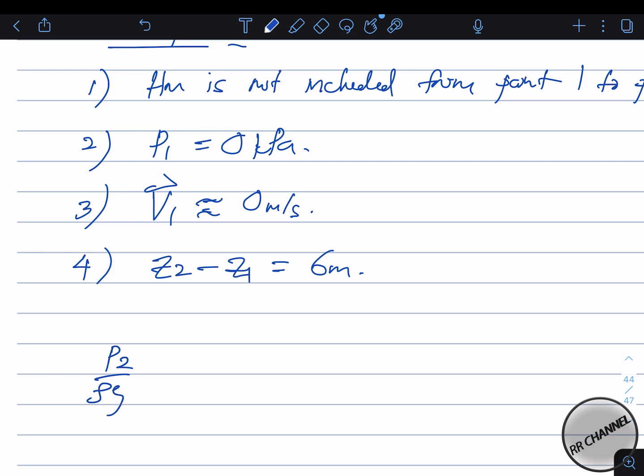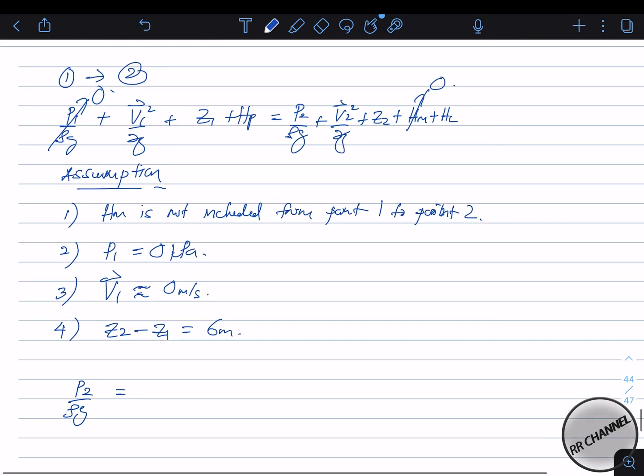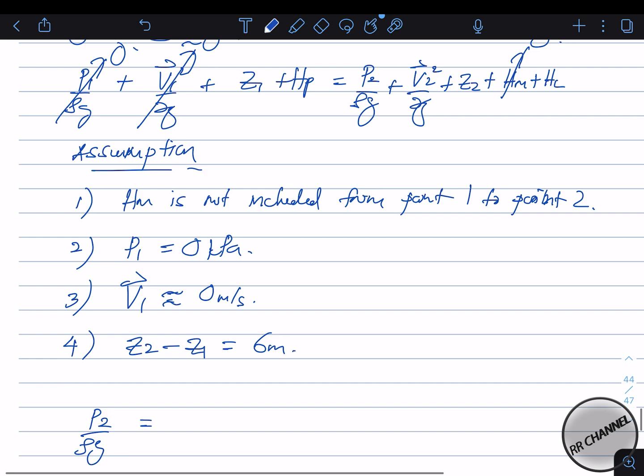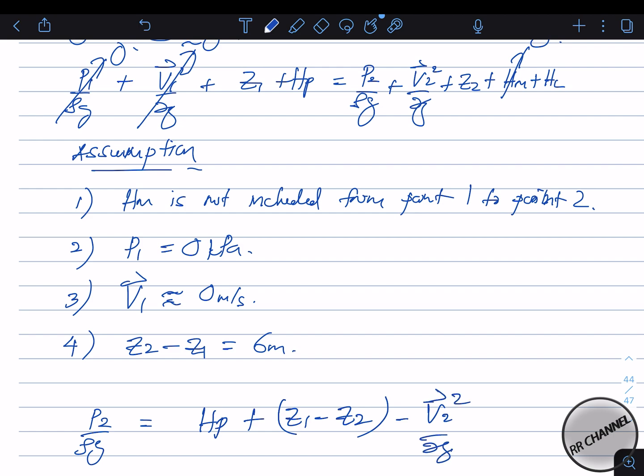P2 over rho g equal to, so this one V1 is already 0, right? So it becomes HP plus Z1 minus Z2. Okay, and then you minus V2 square over 2G, then you minus HL.